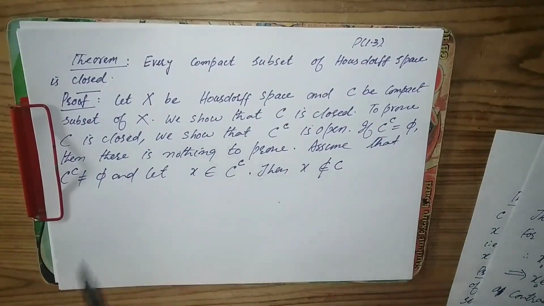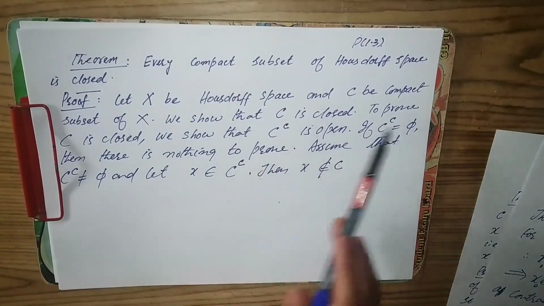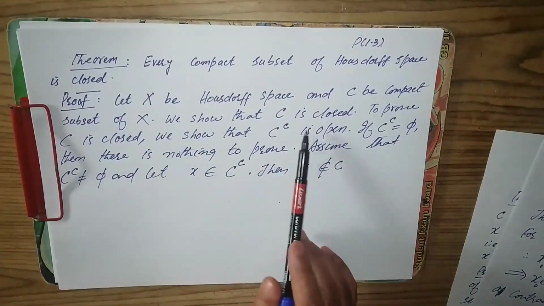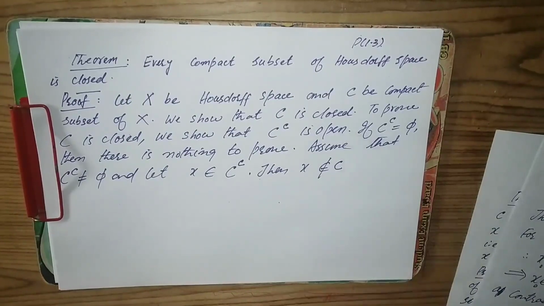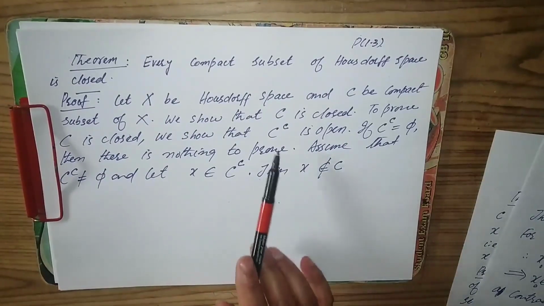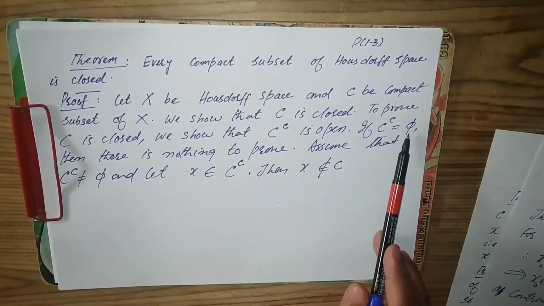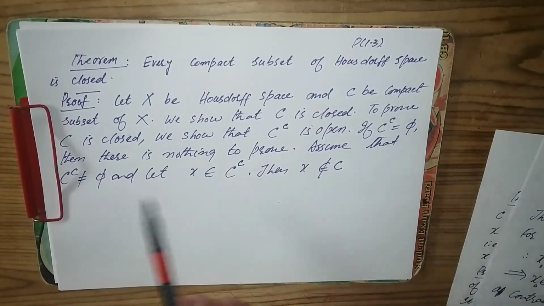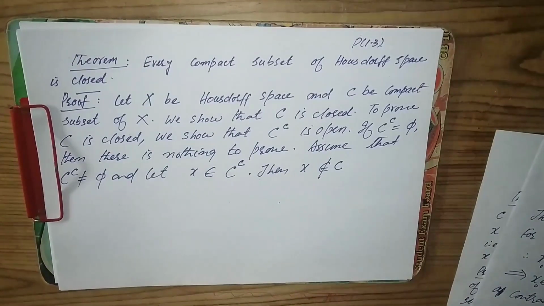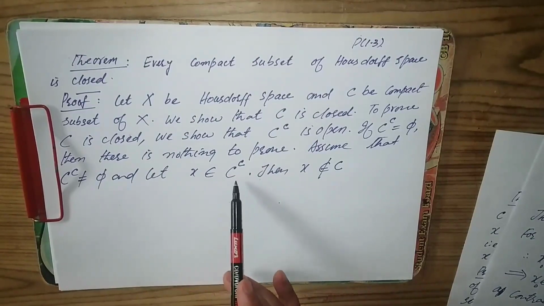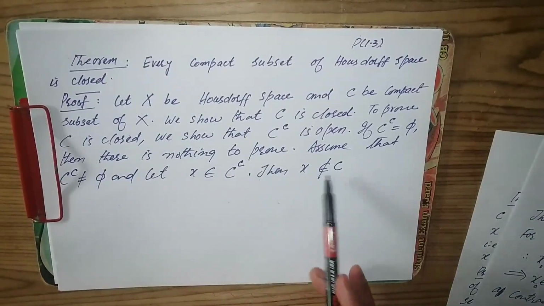So let X be any Hausdorff space, and C be any compact subset of X. We show that C is closed, and we know that in a topological space a set is closed if its complement is open. So to prove C is closed, we show that its complement is open. If C complement is the empty set, then there is nothing to prove. So assume that C complement is not empty, and let's choose any point x in C complement. Then x is not in C.